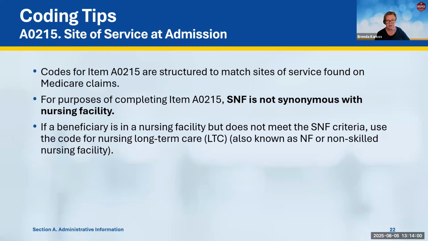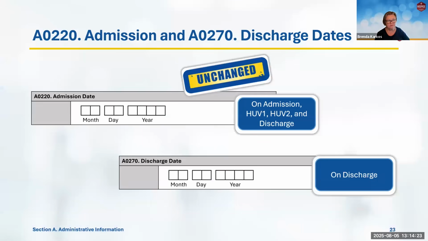The codes are structured to match sites of service found on Medicare claims. And for the purpose of completing this item, the term SNF is not synonymous with nursing facility. If a beneficiary is in a nursing facility but does not meet the SNF criteria, you would code Nursing Long-Term Care, or LTC, also known as NF, or Non-Skilled Nursing Facility.